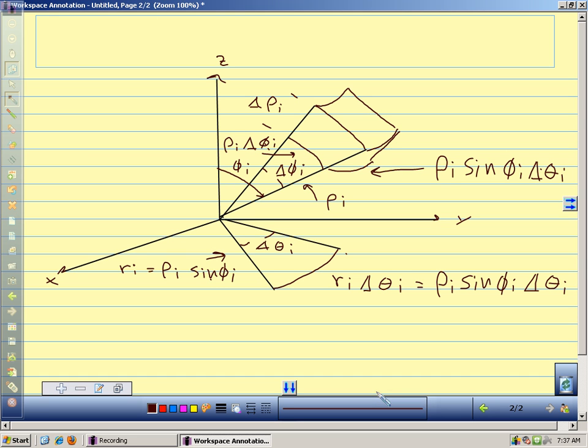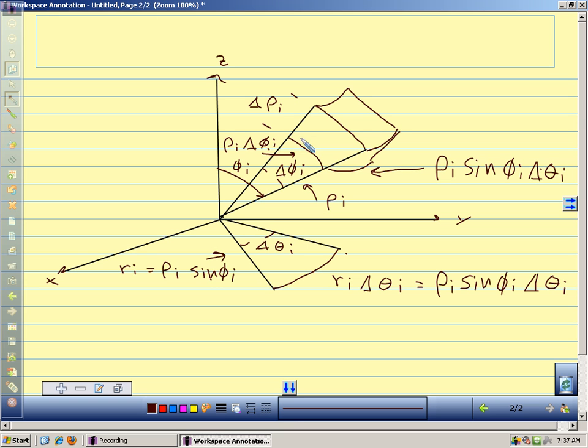All right, now I have all my parts. So we're going to put all these together so we have the sides of this little volume element. This piece is rho sub i sine phi sub i delta theta sub i. This side is rho sub i delta phi sub i, and this side is delta rho sub i. We're going to treat this essentially as a rectangular prism and find the volume, sum the volume of all of these little volume elements over our region.